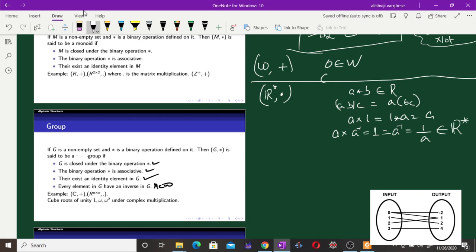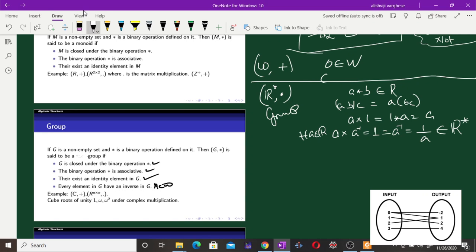This is possible for all a belonging to R star, and therefore we have an inverse for all elements, and thus it is a group.